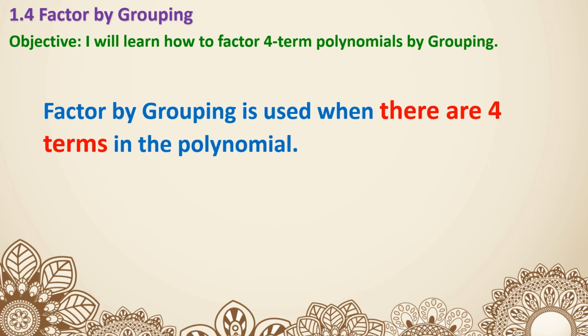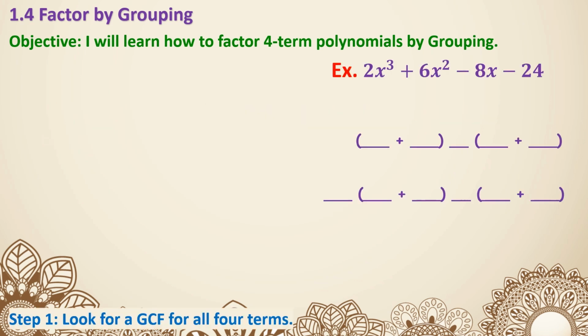Factor by grouping is typically used when there are four terms in the polynomial. And later in this unit, we will learn to factor when we have three terms. You can also separate those three terms into four terms, so you can use this factor by grouping method. Let's have a look at an example with steps.